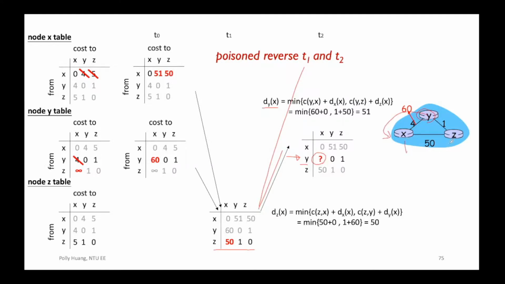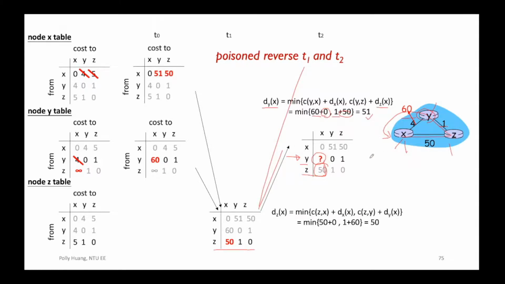Okay, two neighboring nodes, 60 and 1 are the link cost. dxx 0, dzx, zx, entry value being 50. So 51 compared to 60, 51 wins. So to go from y to x, now the shortest distance is, yeah, this path.